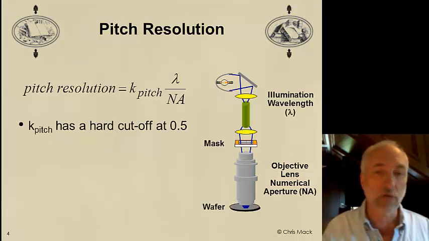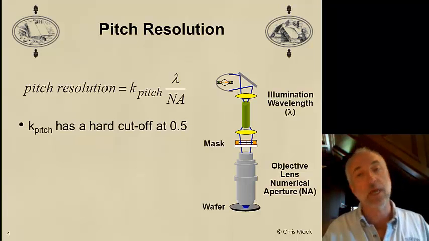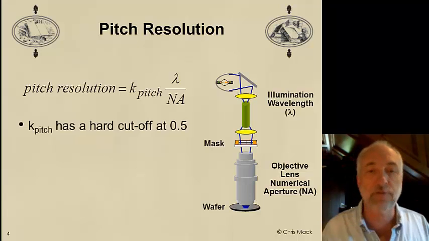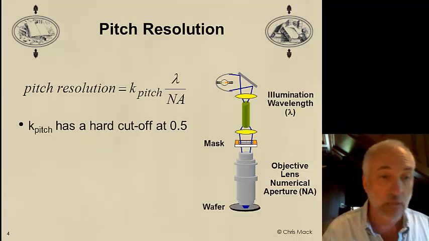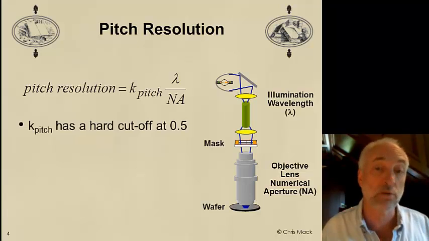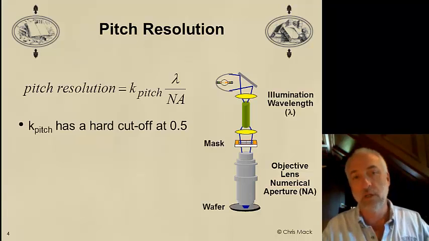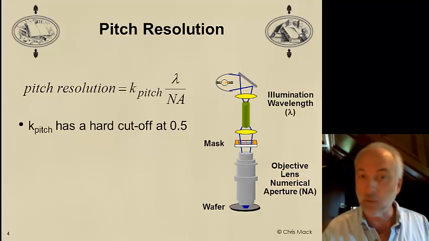K-pitch has a hard cutoff, 0.5. This is for two-beam imaging, and to get two diffracted orders through the lens, K-pitch cannot be less than 0.5. If it is, we only get one diffracted order through the lens and we don't get an image. So this is a very hard cutoff for pitch resolution. We just can't do better than that.